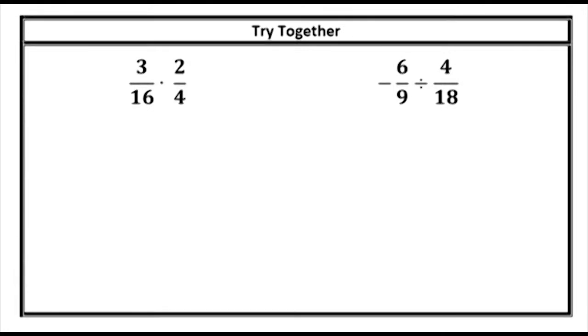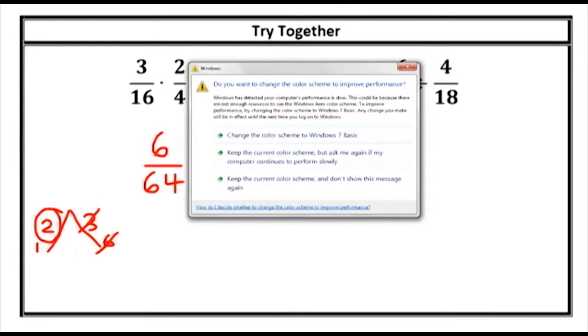3 times 2 will give me 6. 16 times 4, 64. Always simplify. Take the smallest value, 1 and 6. I'm going to use single mountain method. 6 divided by 2 gives me 3. 3 is my next number. 64 divided by 6 does not work. 64 divided by 3 does not work. 64 divided by 2 gives me a whole number, not a decimal.